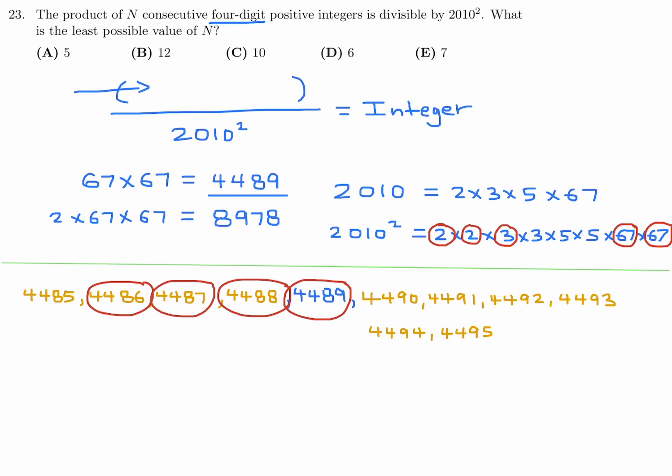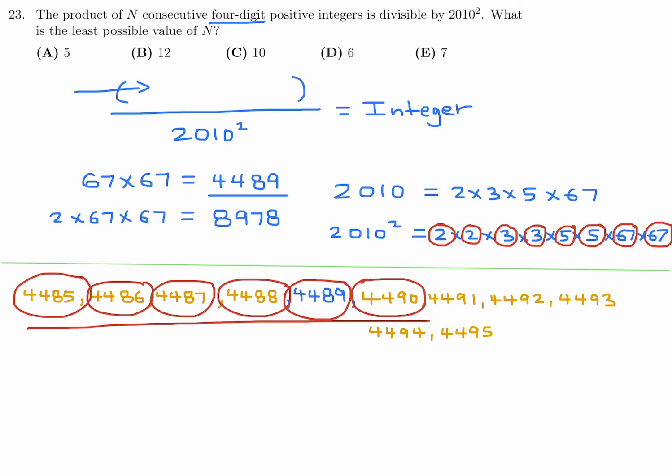How about 4485? Is that divisible by 3? Yes. Is it divisible by 5? Yes. So this takes care of that one and that one. Now, if I go in this direction, that's obviously divisible by 5 since it ends in a 0. So there you go. This string of 1, 2, 3, 4, 6 numbers, they're consecutive 4-digit positive integers, and when you multiply them all, they will contain those factors which represent 2010 squared. So far, the answer looks like it could be 6.